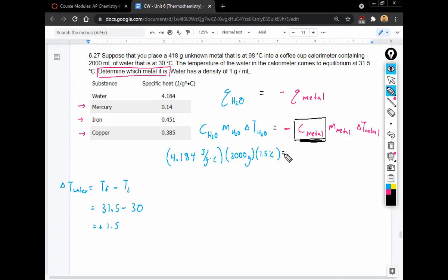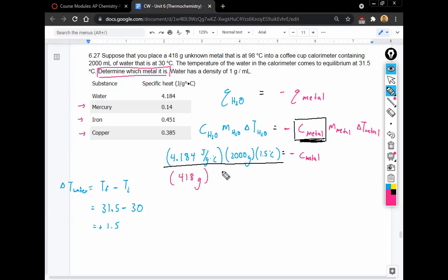Okay, so that's going to be the left side. Make sense so far? All right, now we have to do the right side. Now we don't know the specific heat of the metal. That's what we're looking for. What we can actually do is move everything to the left side by dividing, because they're all being multiplied, so you can divide by everything here on the other side. The mass of the metal is 418 grams.